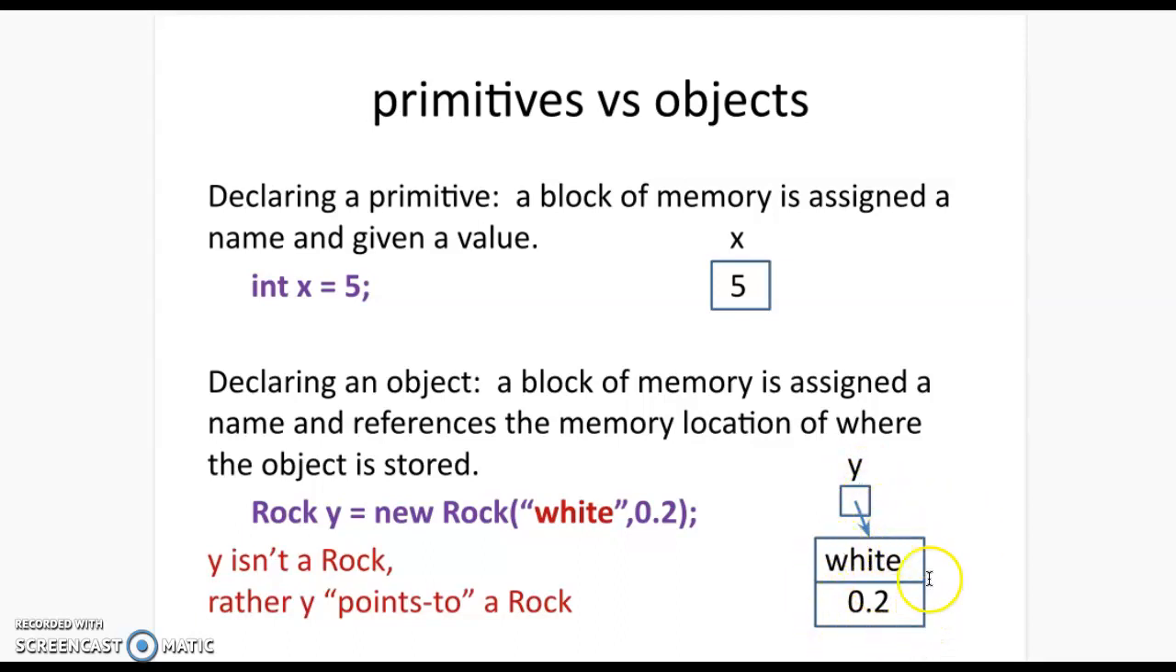And then the area where the Rock is, is where the attributes of the Rock are stored. So y is often referred to as a pointer or a reference address. It's got the memory address of the object inside.